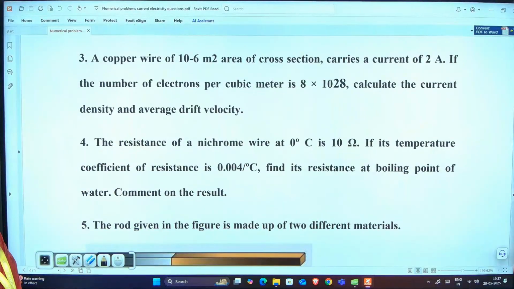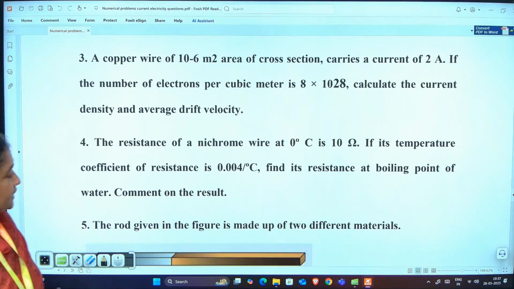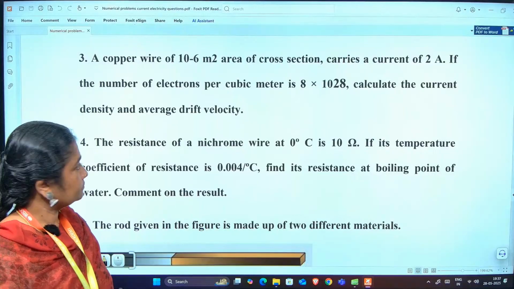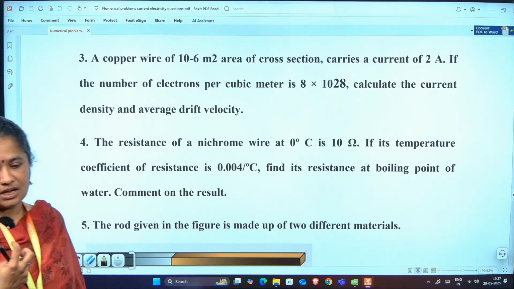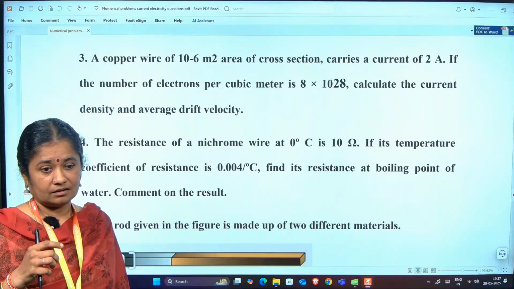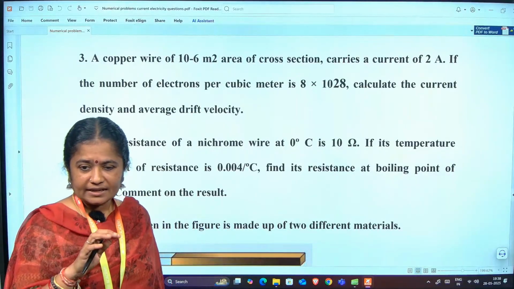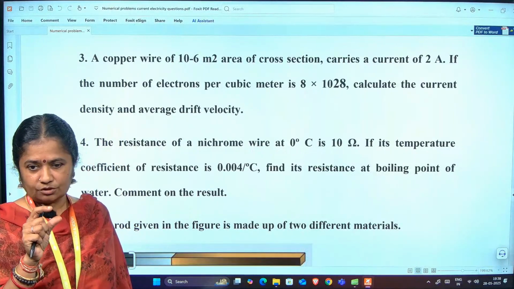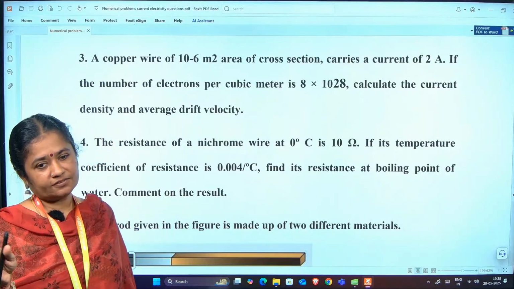A copper wire of 10 power minus 6 meter square area of cross section, capital A, carries a current I is equal to 2 amperes. If the number of electrons per cubic meter, number of electrons per unit volume, is given, no, that is current density, not volume density. Electron density, small n. What is the formula? I is equal to nAeVD, where n is the number density of electrons, capital A is the area of cross section, small e is the charge of an electron, and VD is the drift velocity.